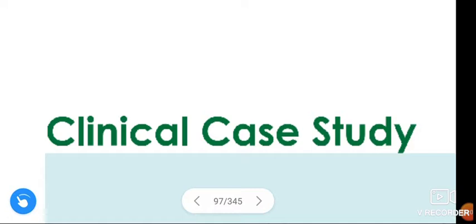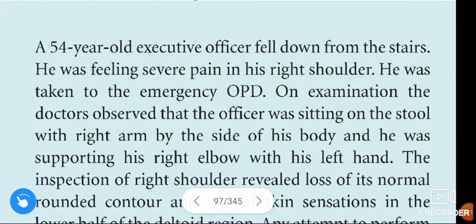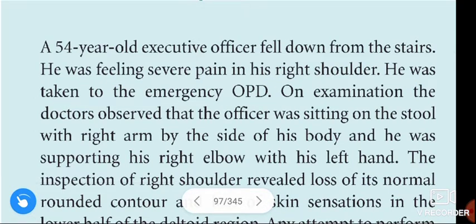In this video, we are going to learn about the clinical case study about dislocation of shoulder joint. A 54-year-old executive officer fell down from the stairs. He was feeling severe pain in his right shoulder. He was taken to the emergency OPD.